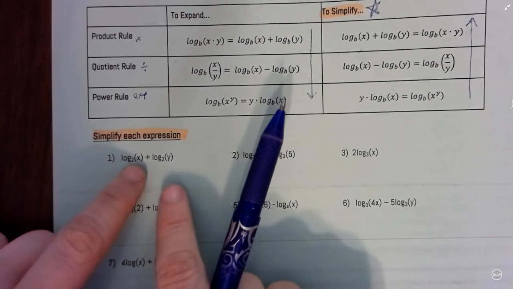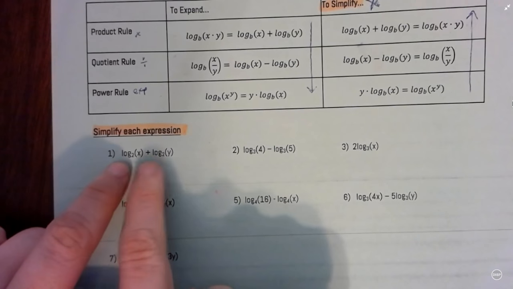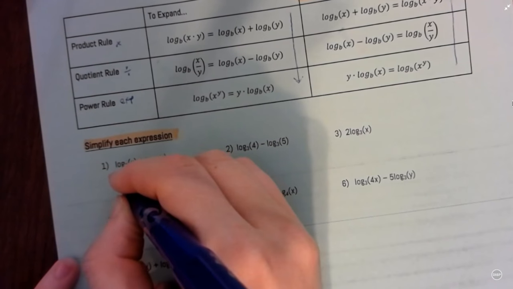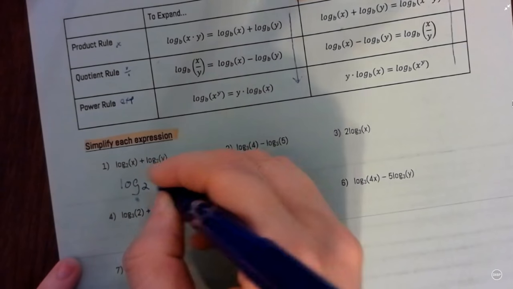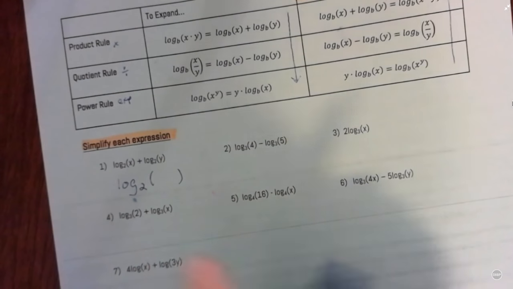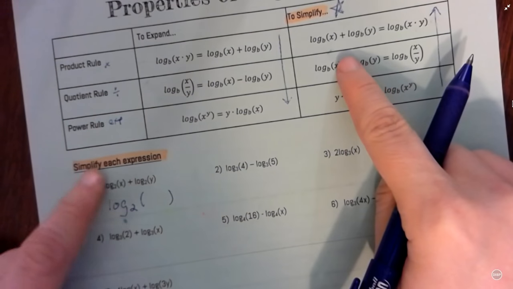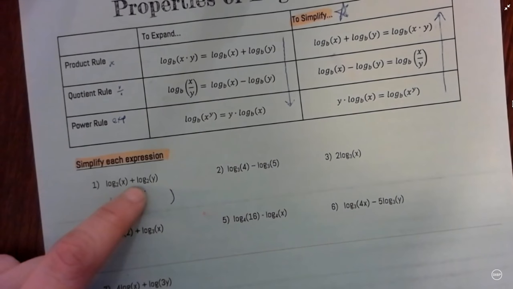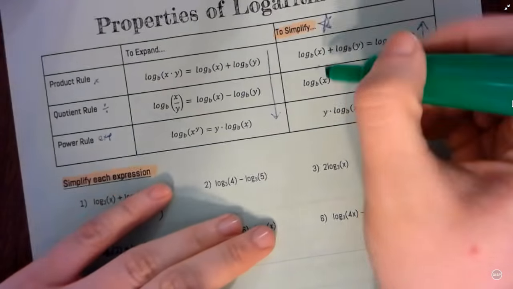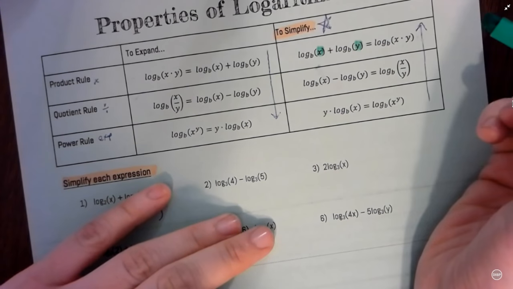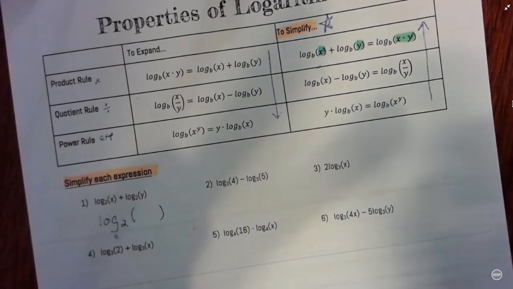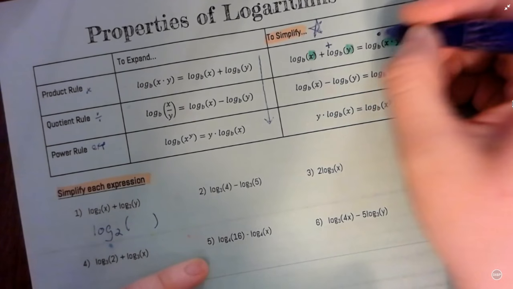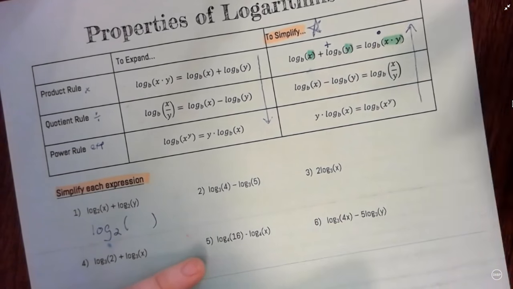So I have on number 1 log base 2 of x plus log base 2 of y. And I want to combine that into just a single log. I just want one log, not two. So when I'm adding logs together, I take their arguments and multiply them together. So basically, adding logs turns into multiplying the arguments.